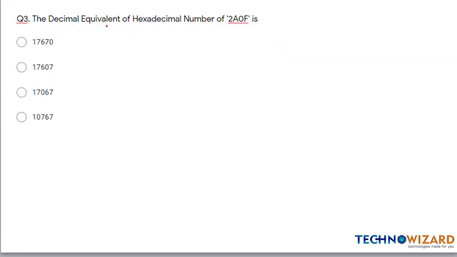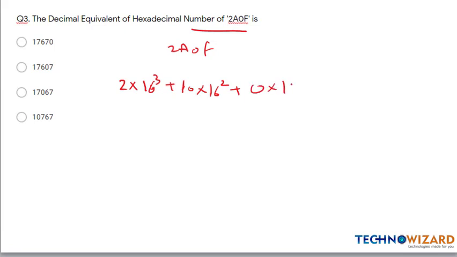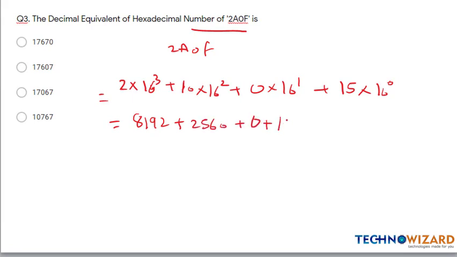Question number 3 is, find the decimal equivalent of the hexadecimal number 2A0F. 2 into 16 raised to power 3 plus A, which can be written as 10, into 16 square plus 0 into 16 power 1 plus F, which can be written as 15, into 16 raised to power 0. Now on calculating this, 2 into 16 power 3 is given as 8192 plus 10 into 16 square is 2560 plus 0 plus 15.